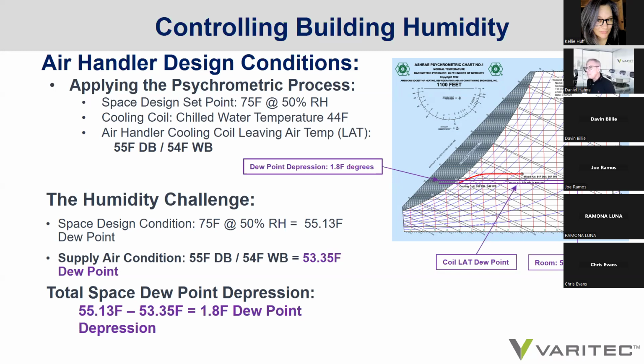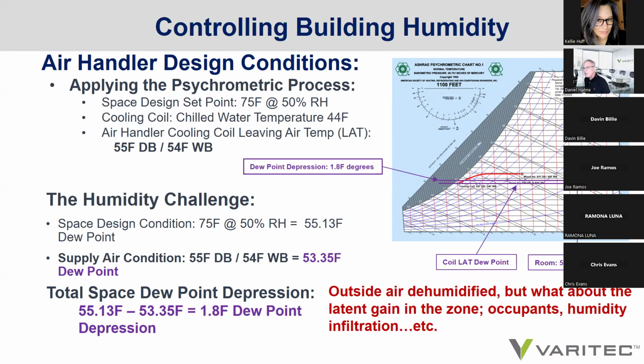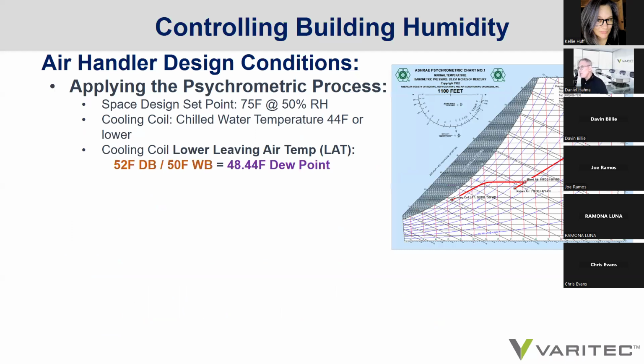As Standard 90.1 advances and develops, building sensible loads are going down, airflow rates to meet the sensible peak load is going down, but humidity has not gone down. So it begs us to ask the question whether or not a 1.8 degree dew point depression is sufficient to control building humidity, especially if you live in the south central United States or southeastern coastline or whatever.